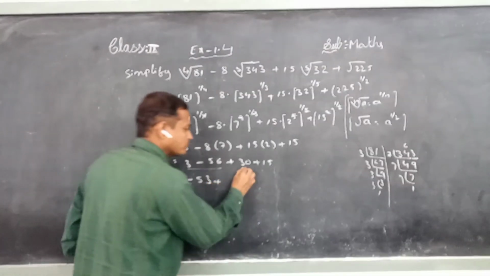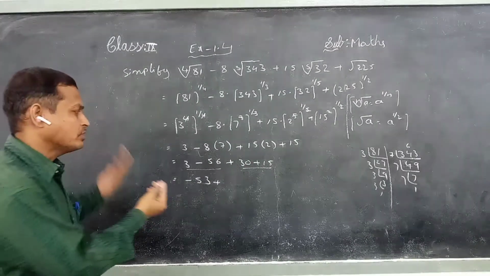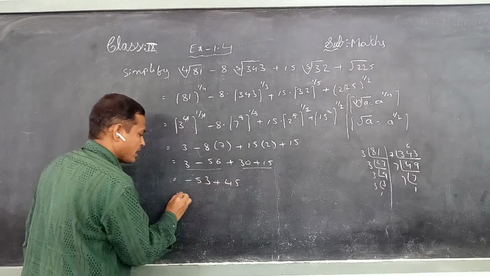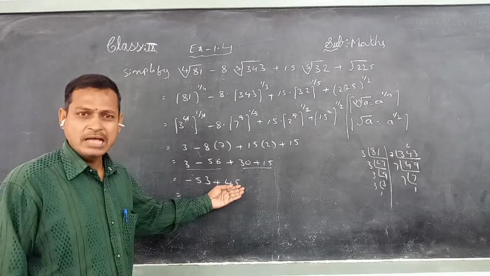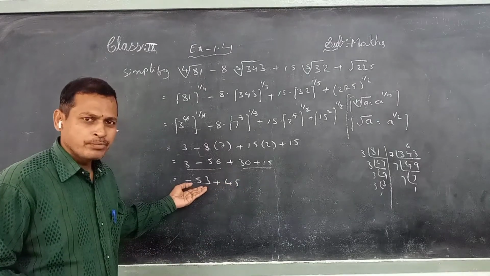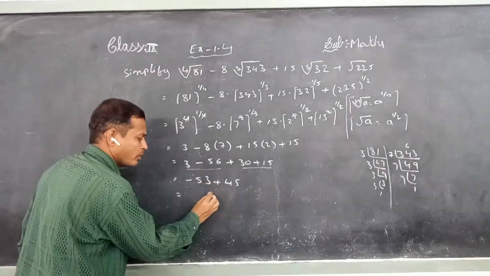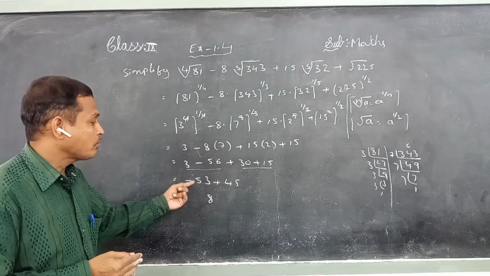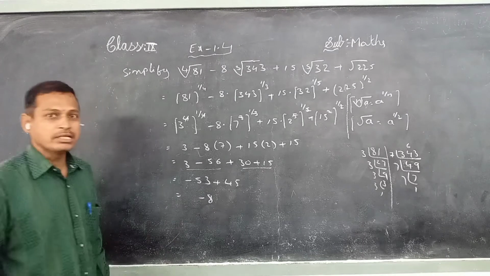Plus, again, the next two digits are both plus. We should do addition. What is the value of 30 plus 15? 45. Again, children, one value is minus and the other value is plus. So we have to do subtraction. Subtraction means 53 minus 45, 8. But we will get the sign. So the biggest value is minus. So we get the sign minus.